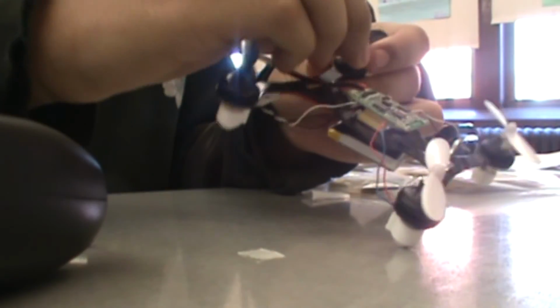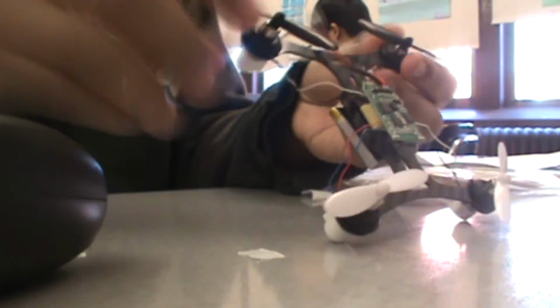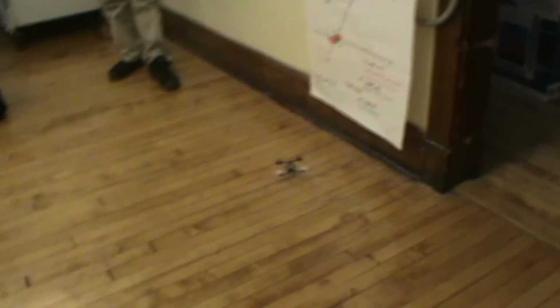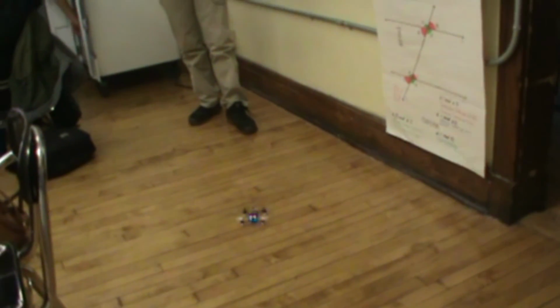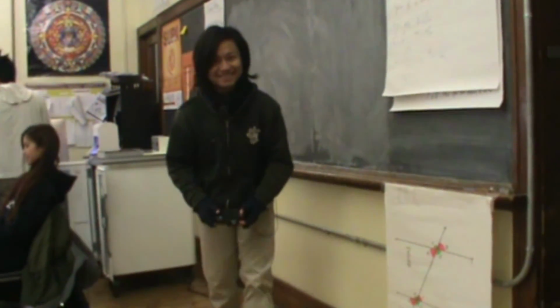Next up, soldering the motors to the receiver. Now we're assembling the drone. And here we are. There's no more power. Figure it out. I'll figure it out.